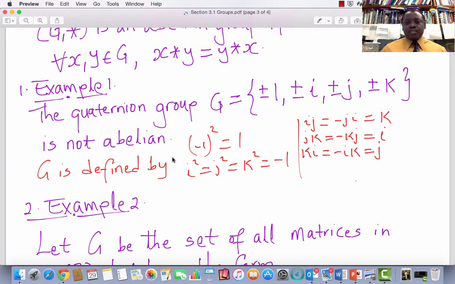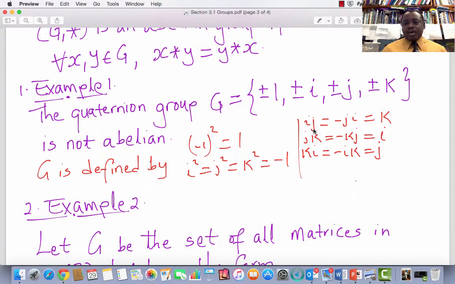The Quaternion Group is defined as follows. Negative 1 squared is 1. i squared equals j squared equals k squared equals negative 1. i times j is k. j times k is i. k times i is j. And ij is negative ji. jk is negative kj. And ki is negative ik.